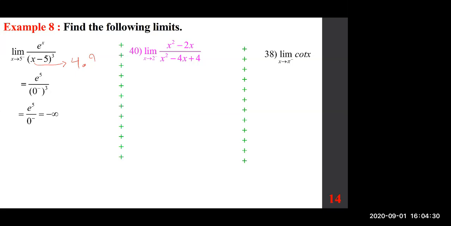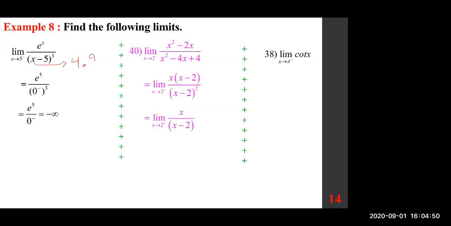When you plug in, you get 0 over 0. Always, it's a good practice to simplify a rational expression. When you do that, you can get rid of the x minus 2 for everybody. So that's the first thing: simplify your fraction, your rational expression, if you can. You do the factoring, you simplify, it's not a big deal.